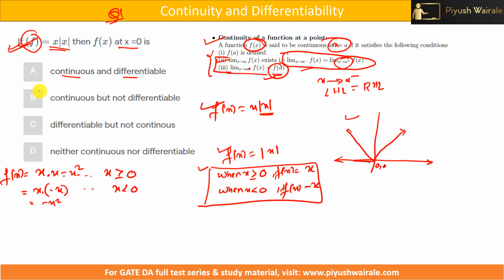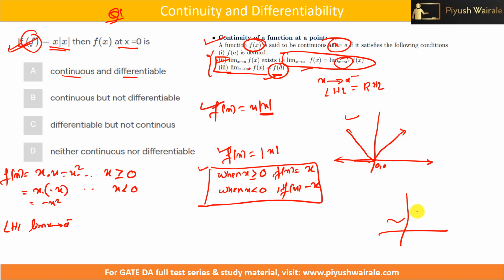Now first we need to check whether it is continuous or not. So for that, the limit should exist. We can say the limit exists when the left hand limit is equal to the right hand limit, right? So if I consider the left hand limit, it means limit x tends to a negative. A negative means I am going to this particular point from the left hand side.